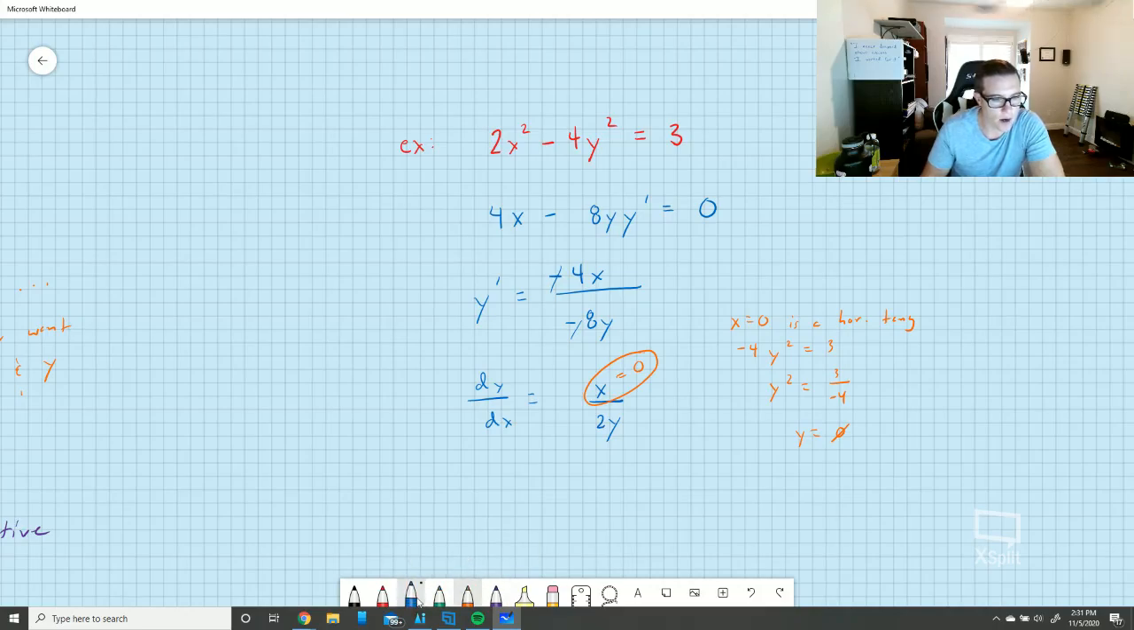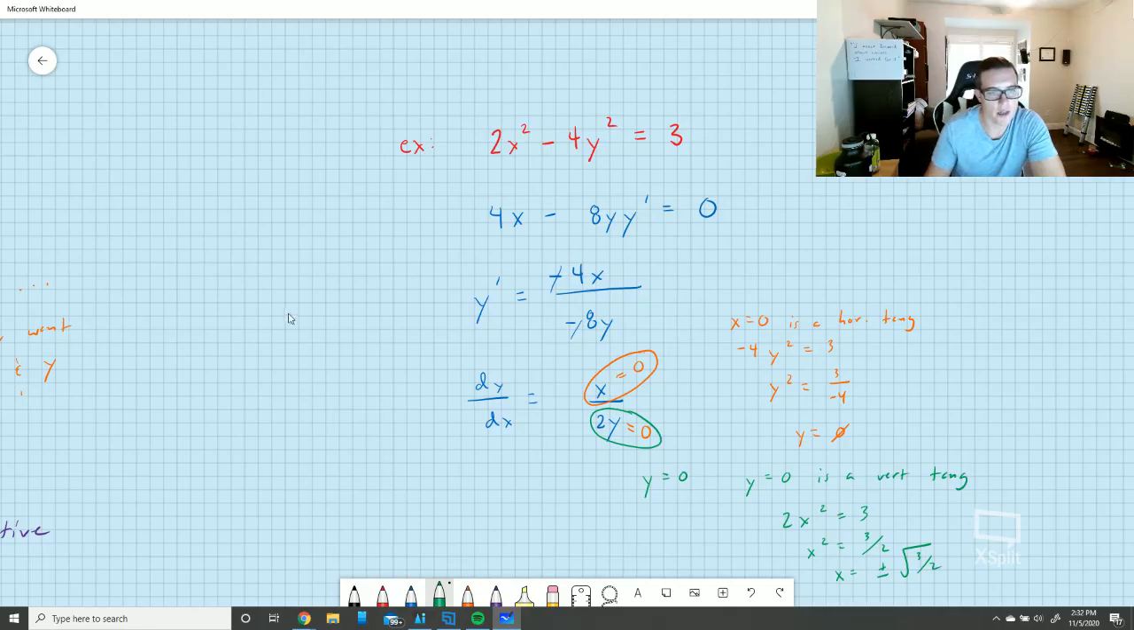Let's find where the bottom equals 0 to find the vertical tangents. So set the bottom equal to 0, and you get y equals 0 here. So there should be vertical tangents when y is 0. Does this one give me answers? So y equals 0 is a vertical tangent. Let's try it. So 2x squared equals 3. On this one, I get 2 answers. I get x equals plus or minus square root of 3 halves.